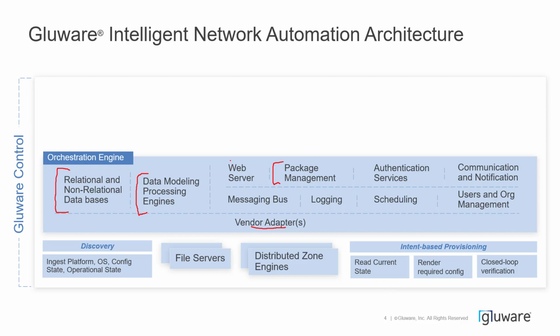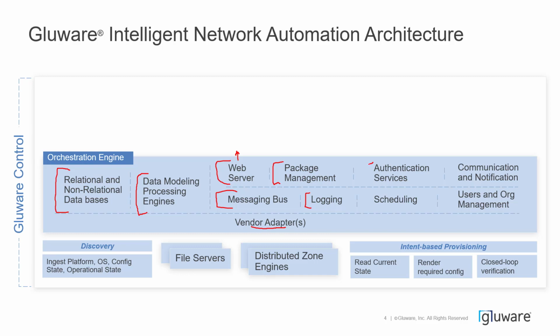Next, we have the integrated web server, and this provides services up to the application layer, which we're going to talk about in a second. We have the messaging bus, which allows communication with our platform, and very deep level logging. This is one thing customers really love about Gluware, the transparency and seeing exactly what Gluware is doing at the CLI or at the API level.